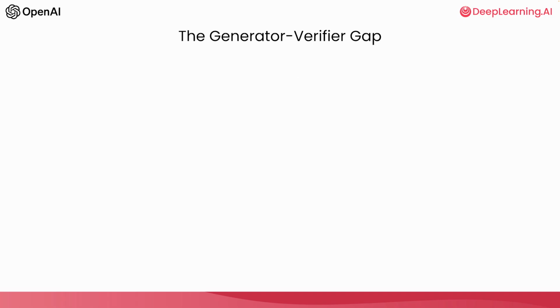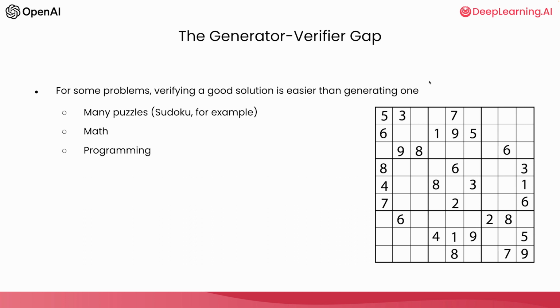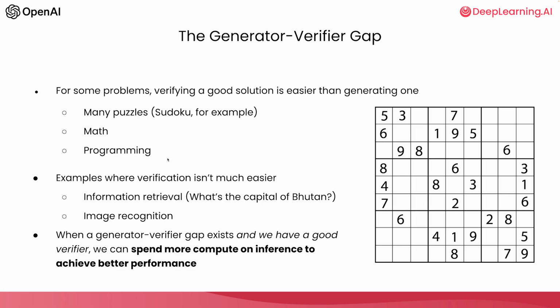The last area we want to highlight where we've seen significant emergent capability from the O1 family of models is where we have a generator-verifier gap. What we mean by that is, for some problems, verifying a good solution is easier than generating the perfect solution up front. For example, with Sudoku, with math, with programming, you can often generate a half-decent solution, verify it, identify the issues, and then use that to iterate to the next one much more easily than building the perfect solution up front.